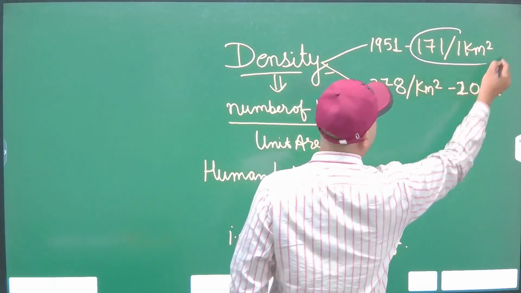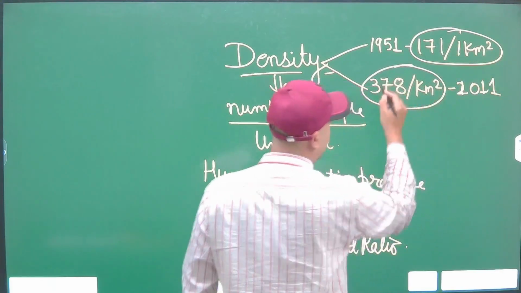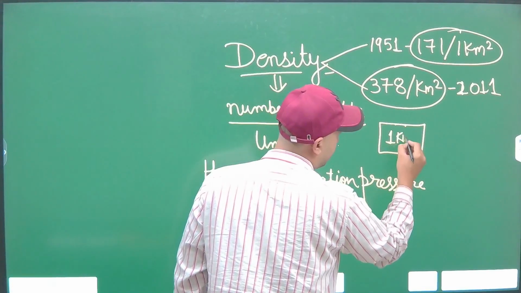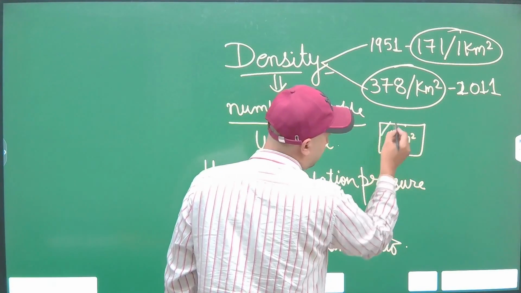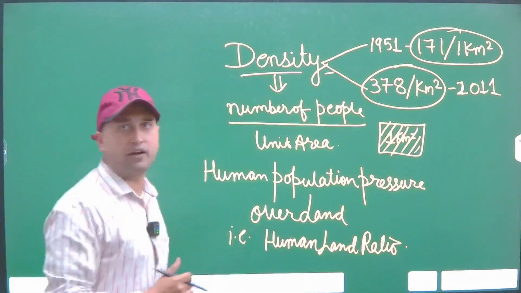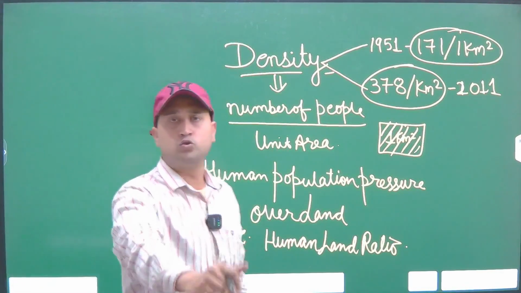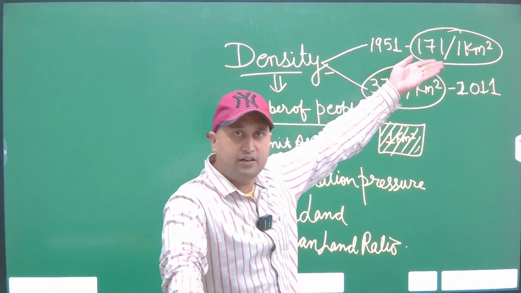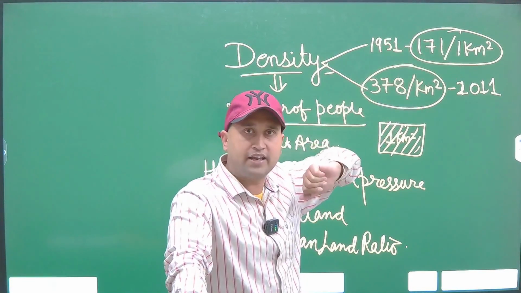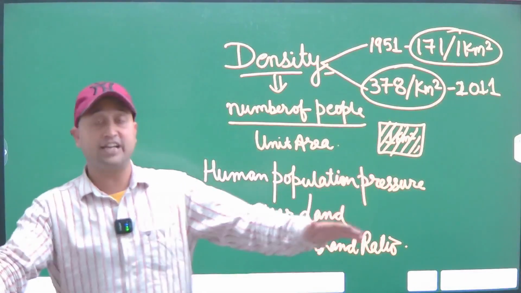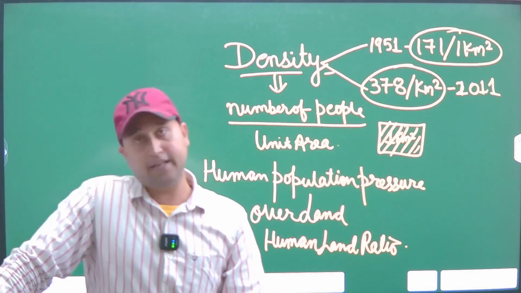So population density means the people living in 1 square kilometer of area. The number of people living in 1 square kilometer has increased from 1951 to 2011, from 171 people up to 378 people per square kilometer.